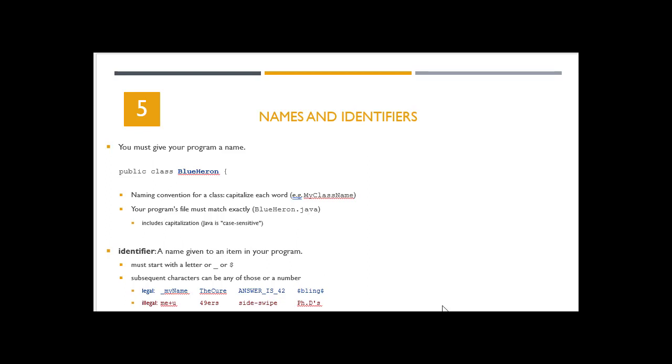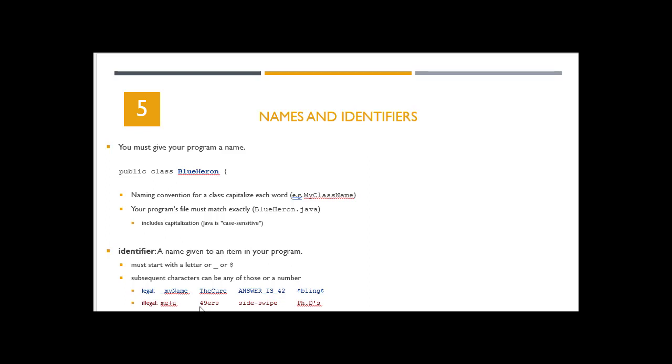Generally, identifiers are names that you get to make up to identify parts of your program, and they must start with a letter or an underscore or a dollar sign. Subsequent characters can be any of these, a letter, an underscore, a dollar sign, or a number. So these values are legal. Underscore my name. Notice that space is not one of them. You cannot have a space in an identifier. The underscore answer underscore is underscore 42. Dollar sign bling dollar sign.